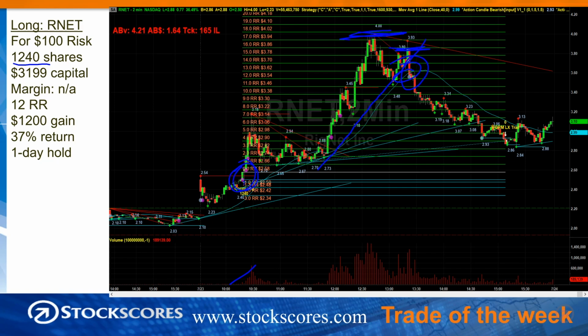But still, it earned a 12 RR gain, which means a $1,200 profit for $3,200 of capital, notching a 37% return for a stock that you held for maybe 4 hours. So that's a great trade, and just another example of the kinds of day trades that we do in Stockscores Active Live every day.